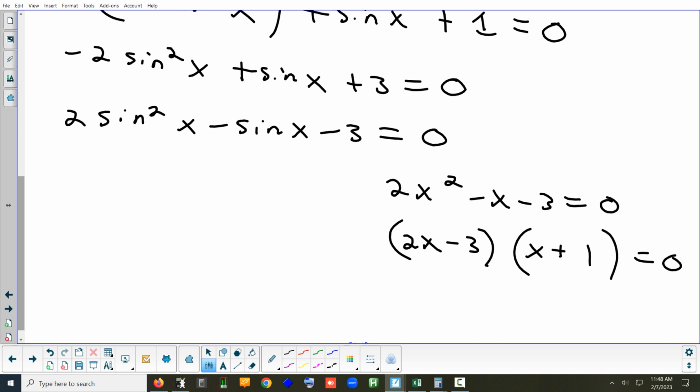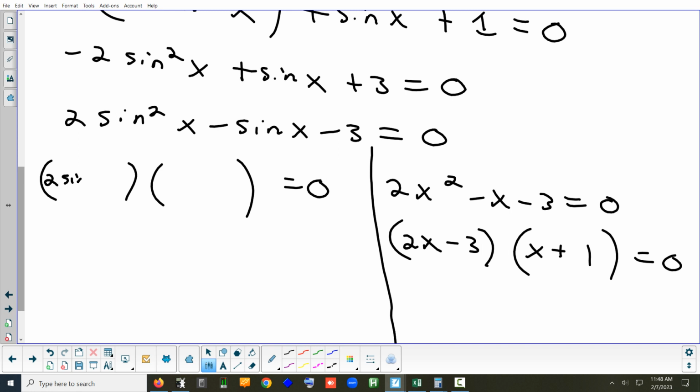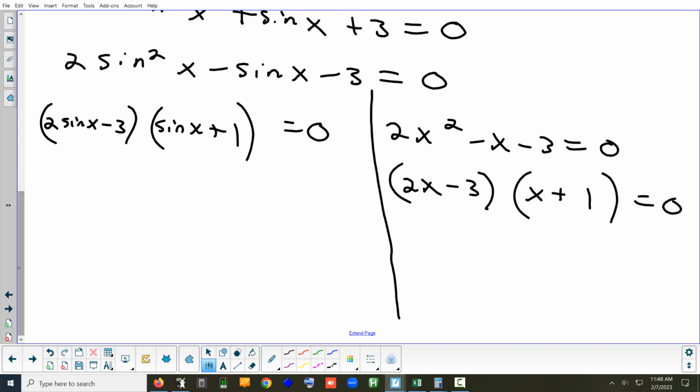Same thing here. How is the one that I have up above going to factor? 2 sine x. Yep. And what do we do with each of those factors? Set them equal to 0. 2 sine x minus 3 equals 0. Sine x plus 1 equals 0.